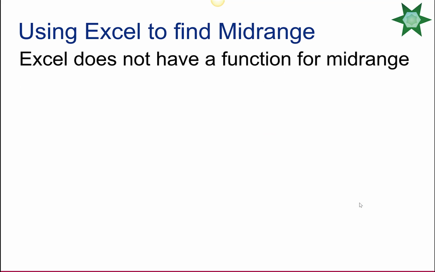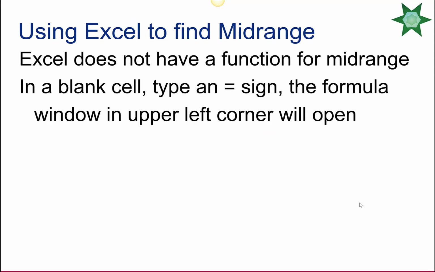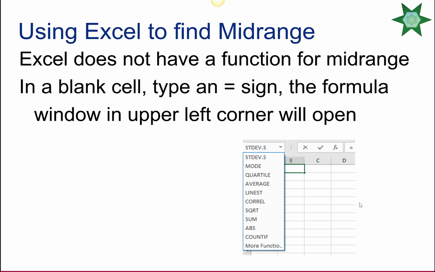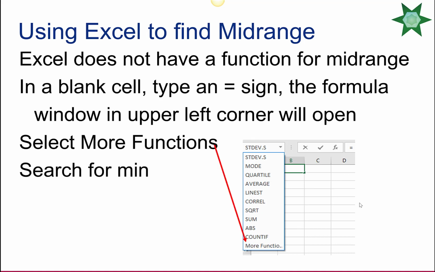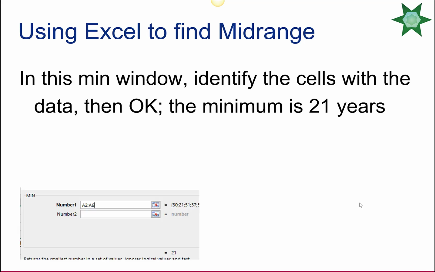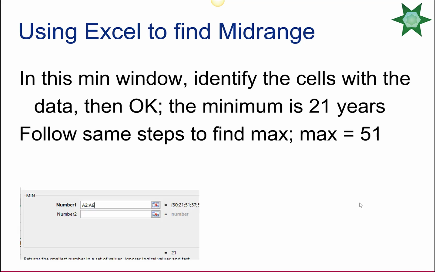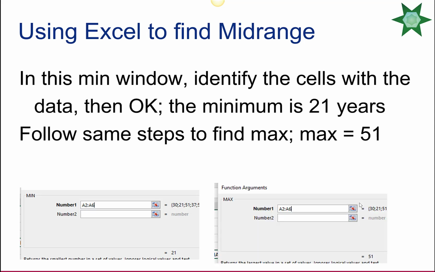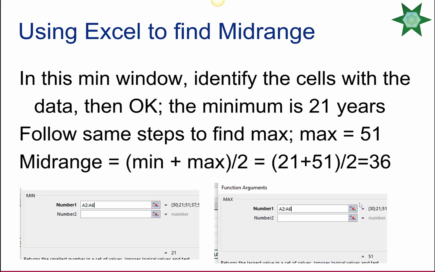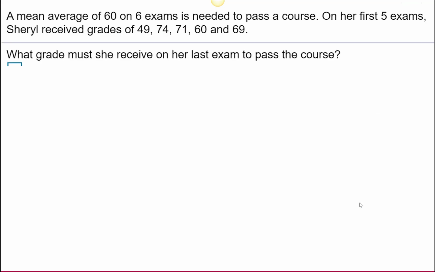To find the mid-range, there's not a function in Excel for mid-range. But what you want to do is find the minimum and the maximum, add them, and divide by 2. So search for the minimum, and we got 21. Then do the same thing to find the maximum, and we got 51. Then you can use a calculation either in a cell in Excel or by hand, the min plus the max over 2, and we get 36.